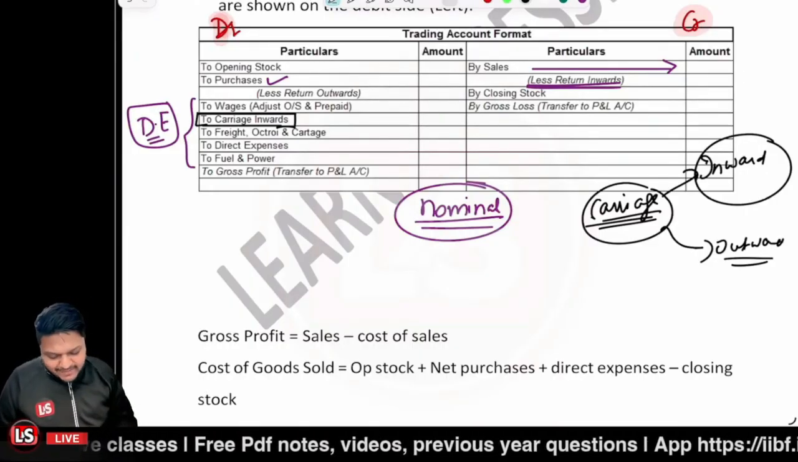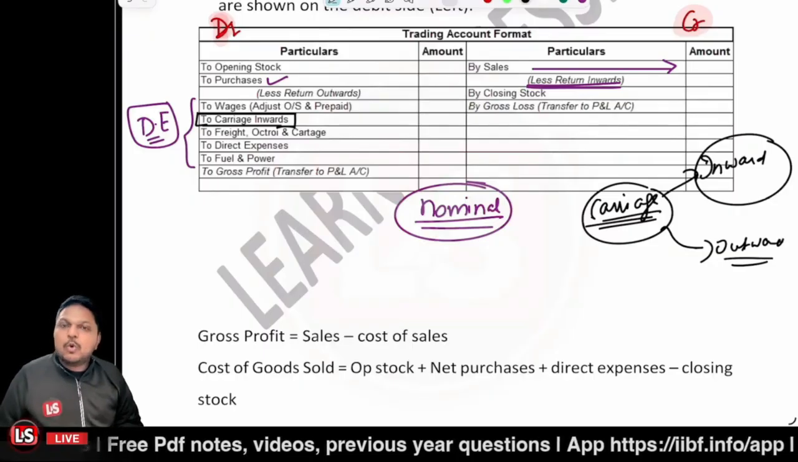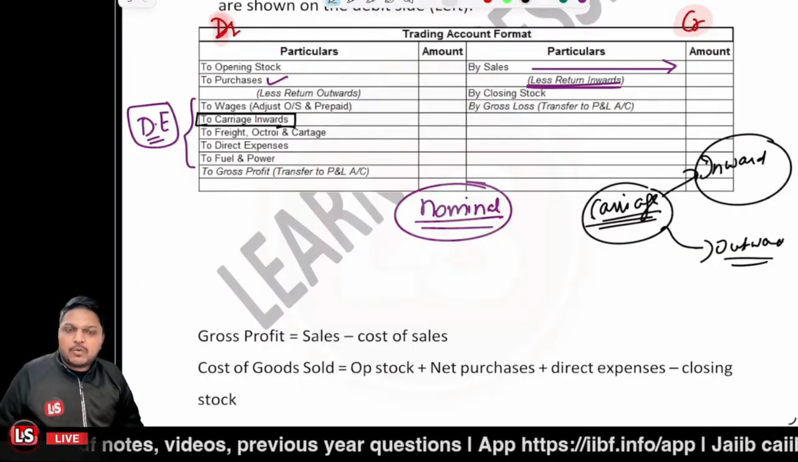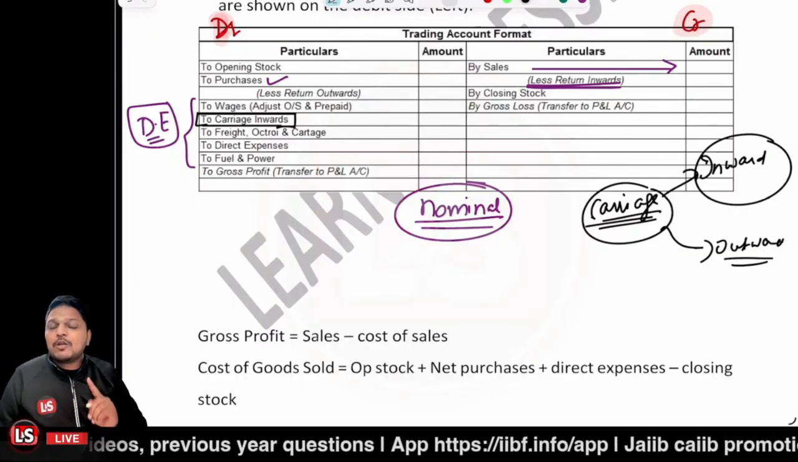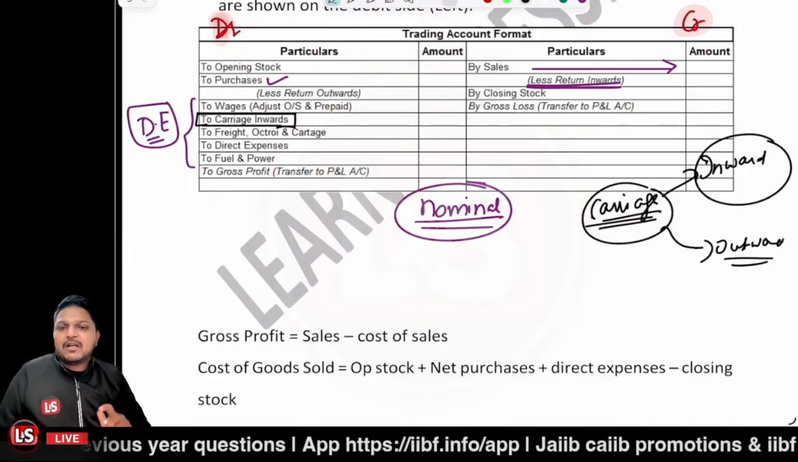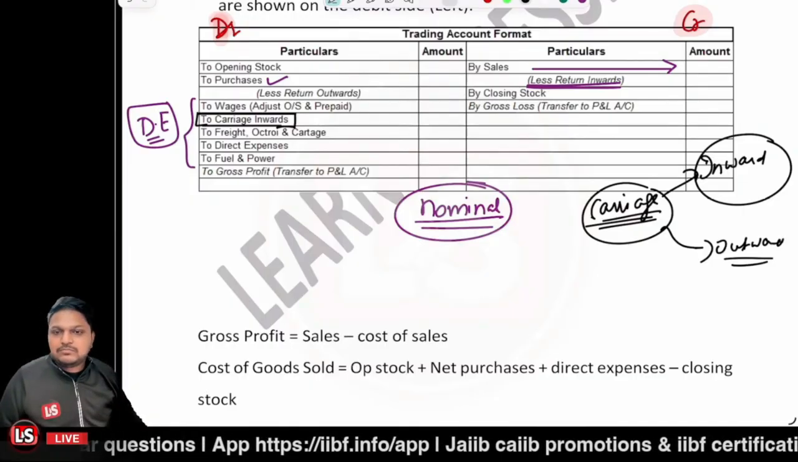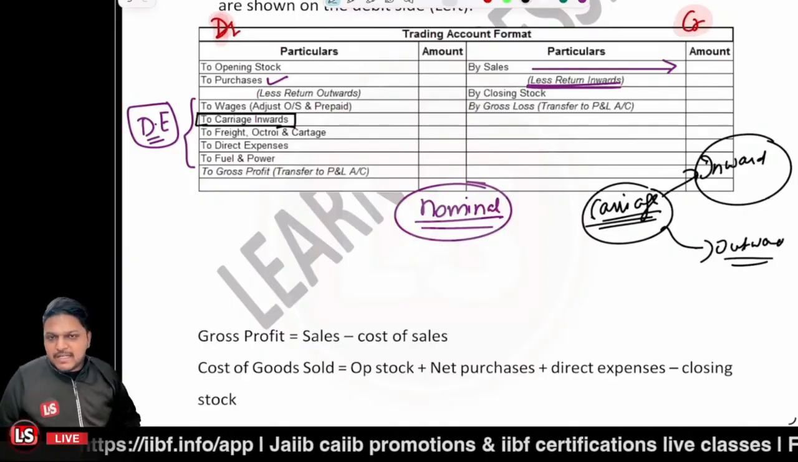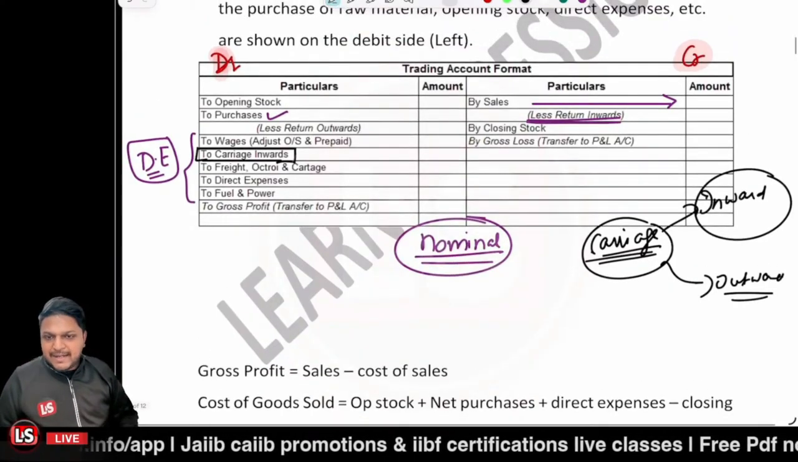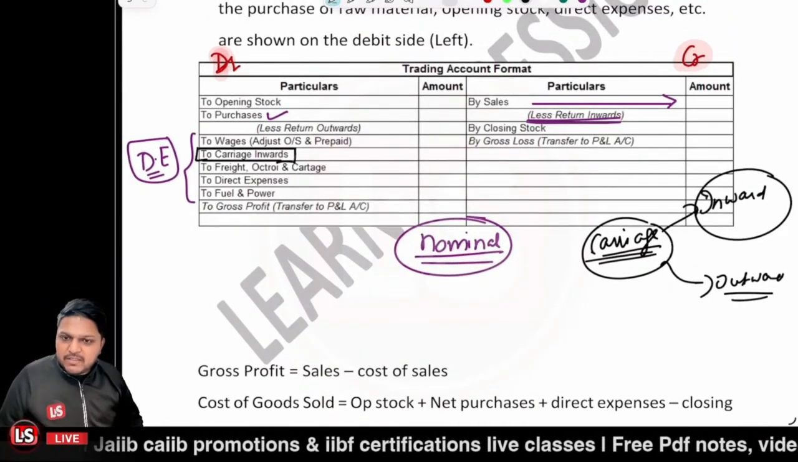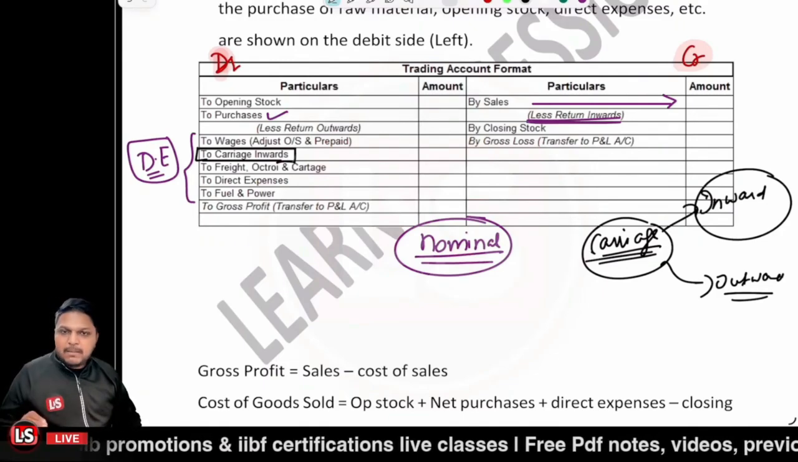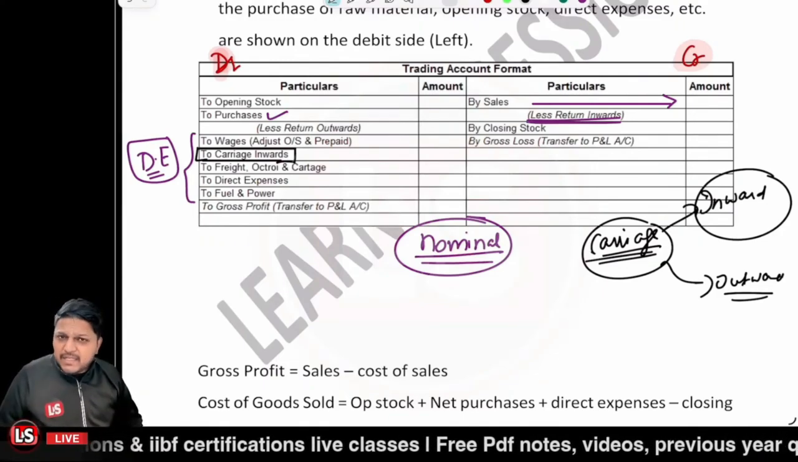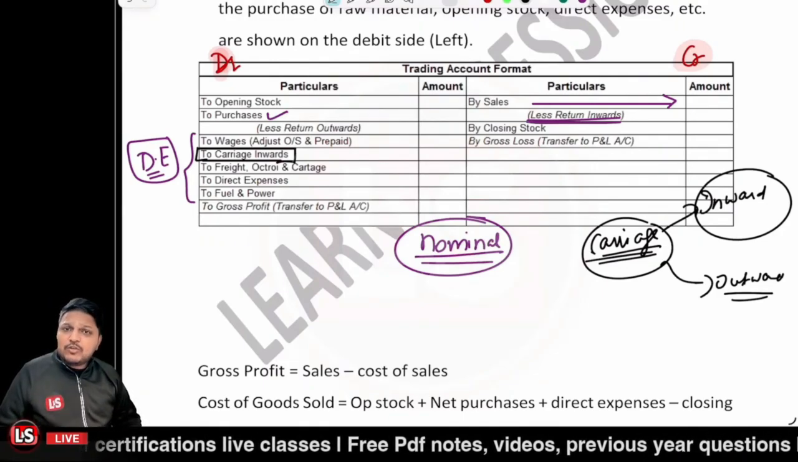So what about the direct expenses? Those are to be mentioned under the trading account. Indirect expenses are not mentioned under the trading account. Make sure of that. It starts with the opening balance, right? The opening balance will be on the debit side, and further purchases will be on the debit side, and any direct expenses will be on the debit side.